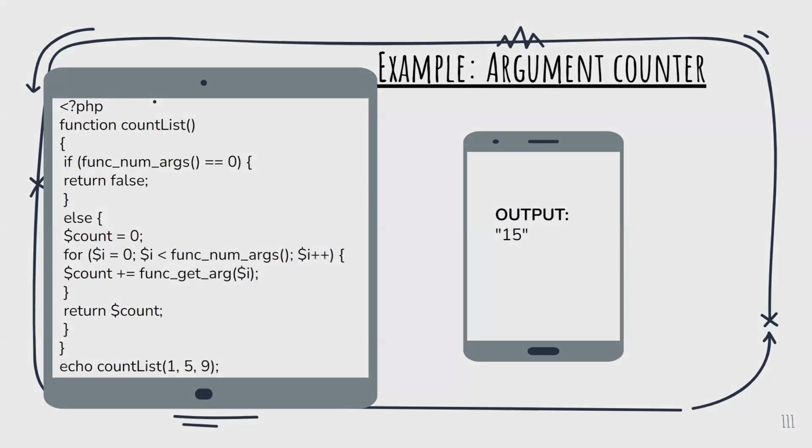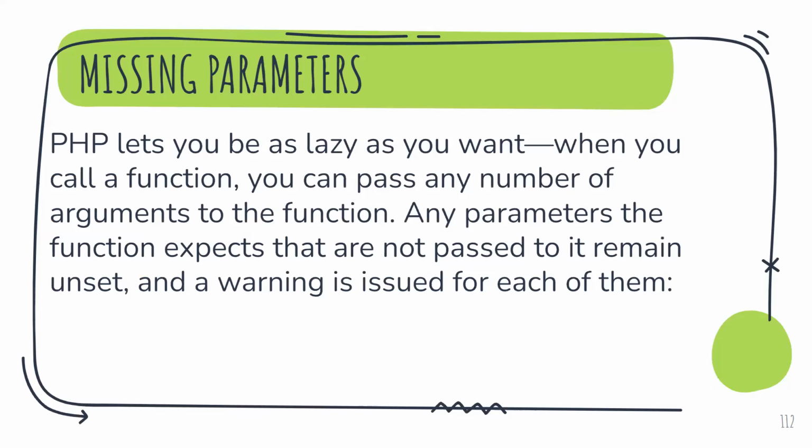Missing parameters. PHP lets you be as lazy as you want. When you call a function, you can pass any number of arguments to the function. Any parameters the function expects that are not passed to it remain unset, and a warning is issued for them.